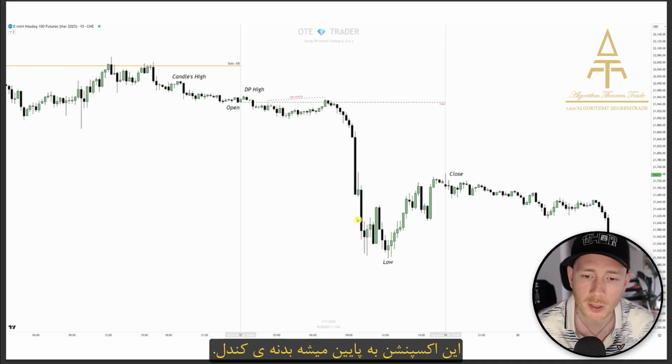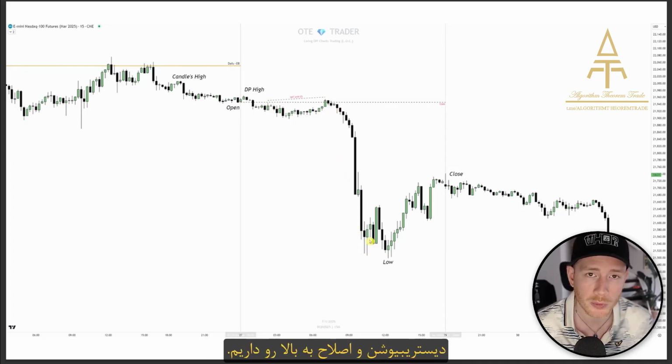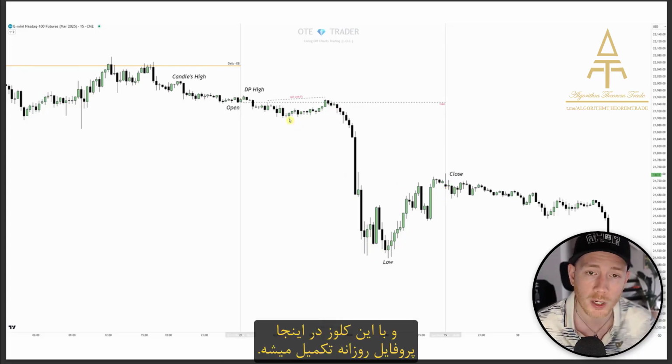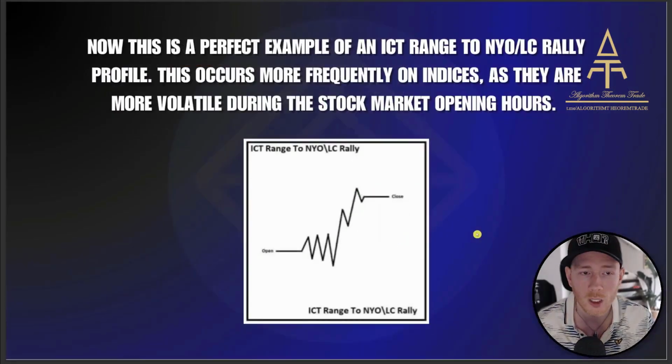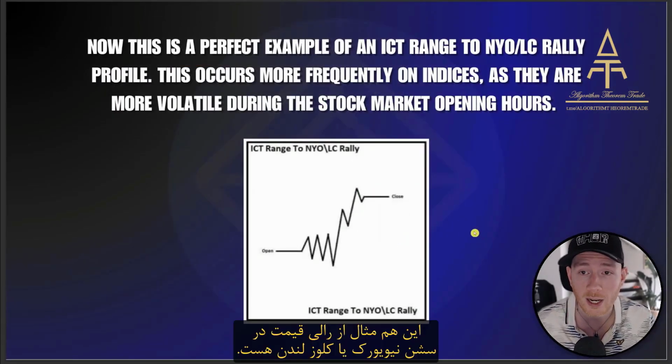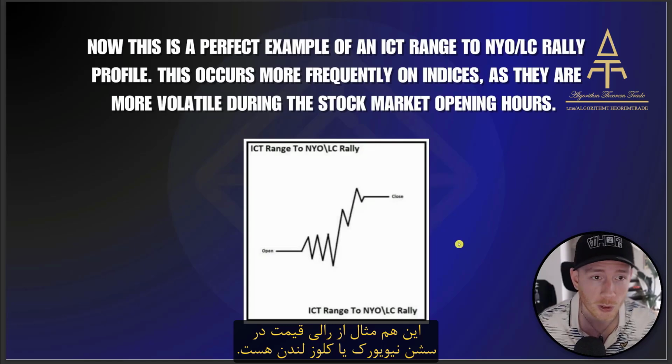This is the body of the candle and the expansion lower. This is where the distribution phase of the power of 3 happens. And then the retracement and the close finishes off that open high-low close daily candle. Now, this was a perfect example of an ICT range to New York Open London close rally.